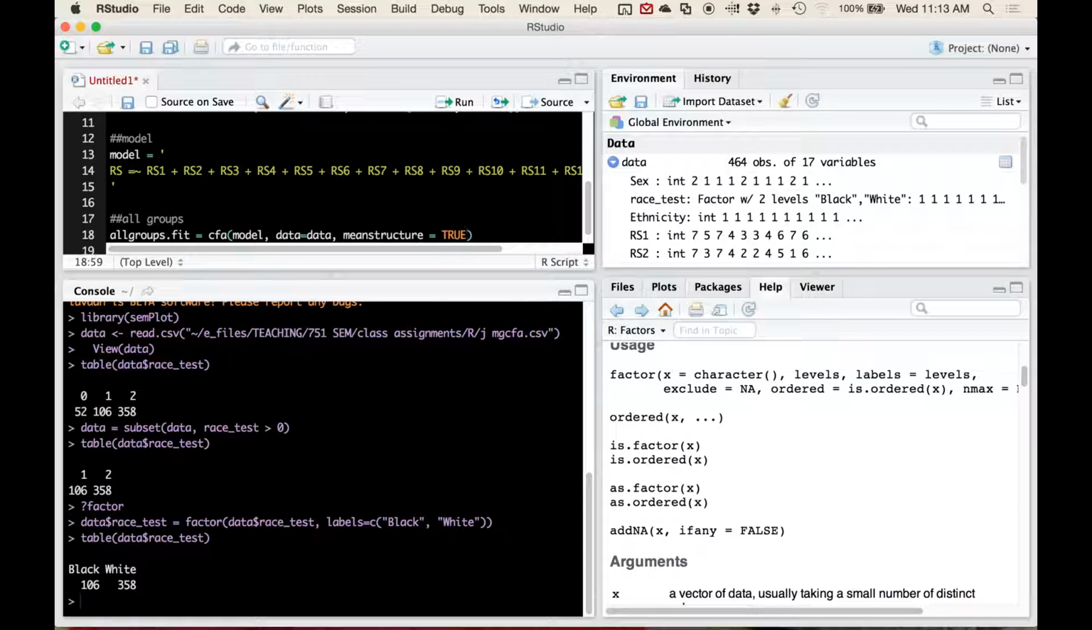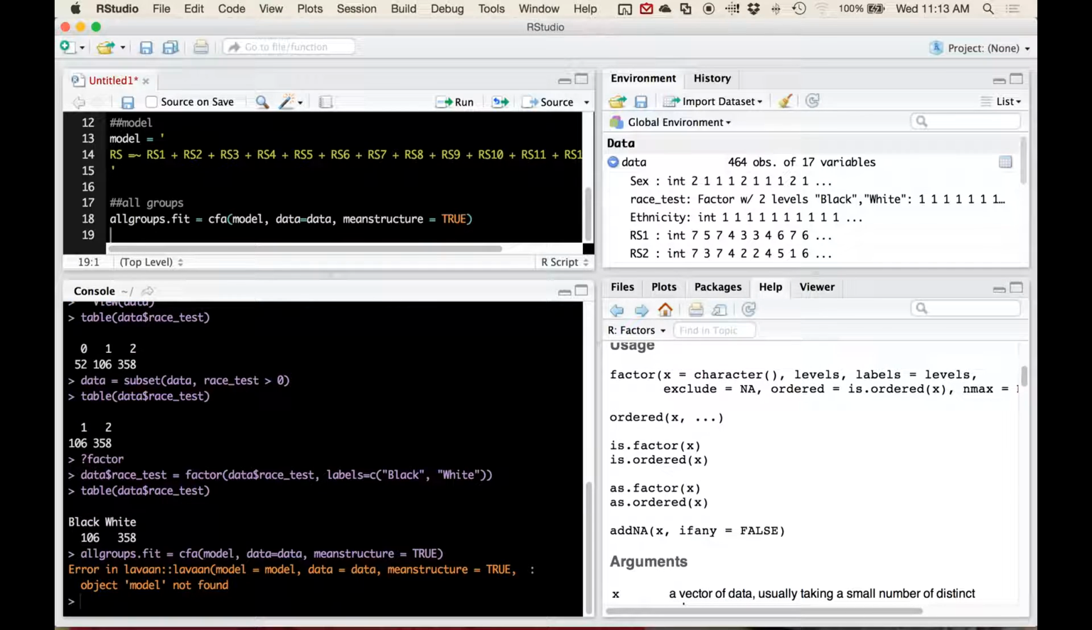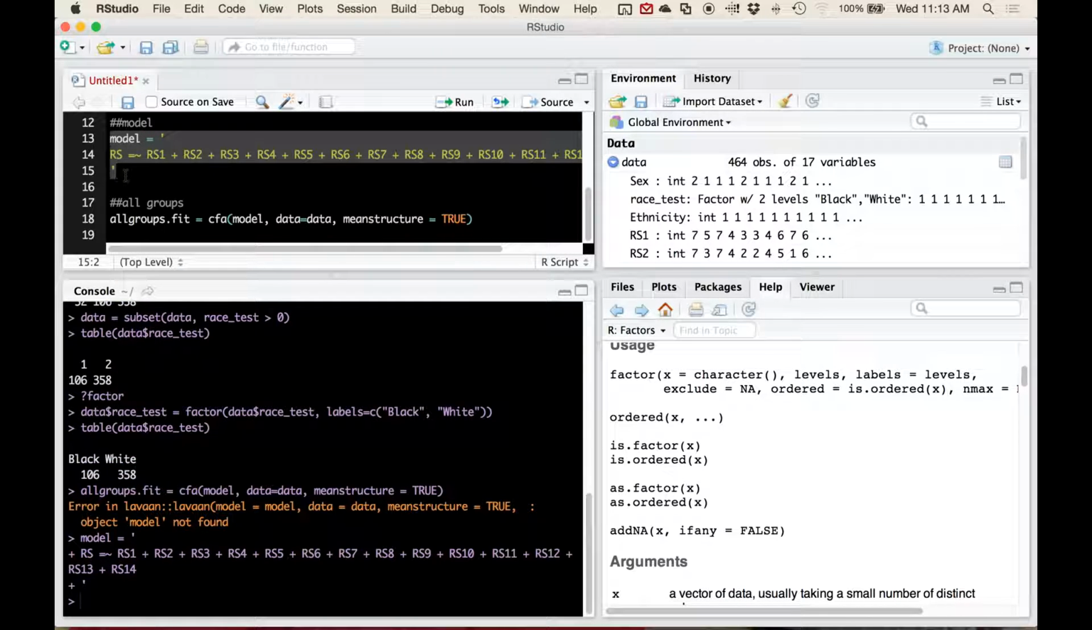When you're not going to do a multi-group analysis, it's actually traditional to leave off means and intercepts. So let's run that. Object model not found. Oh, oops, I forgot to run this. There we go.